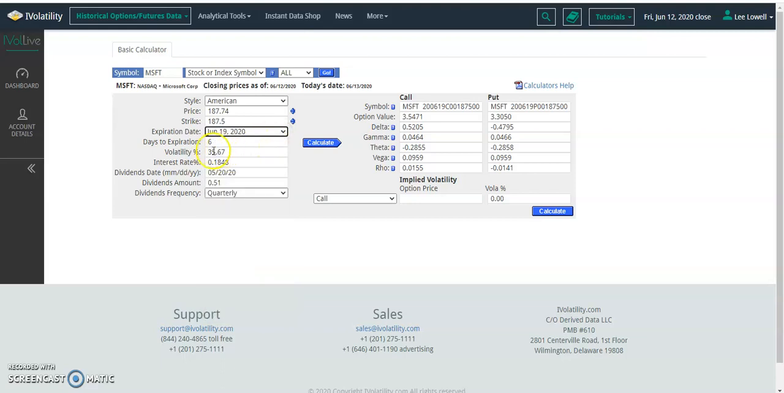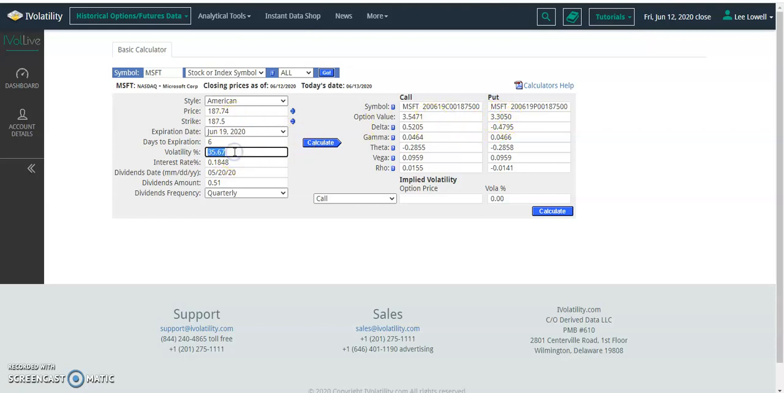So right here, the volatility input box is very, very important. Right now it's defaulting to Microsoft's volatility, about 35%. If we change that number, let's take a look at the call option values right here: $3.50 per contract, $3.30 per contract. These are for the at-the-money options.